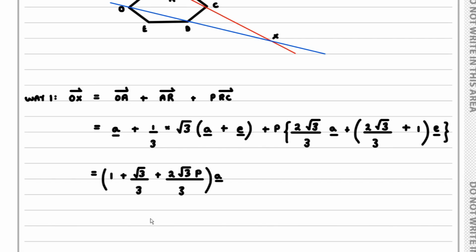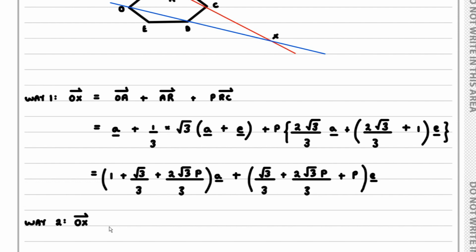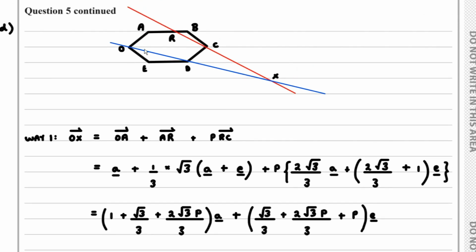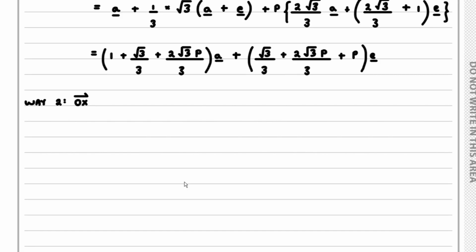In terms of the A's, we would have 1 plus √3/3 plus 2√3p/3a, and in terms of the E's, we have √3/3 plus 2√3p/3 plus p e. The second way from going from O to X is through OD, and we need to recognize that OD is a multiple of OX because it lies in a straight line. So OX is equal to Q, some factor, of OD.